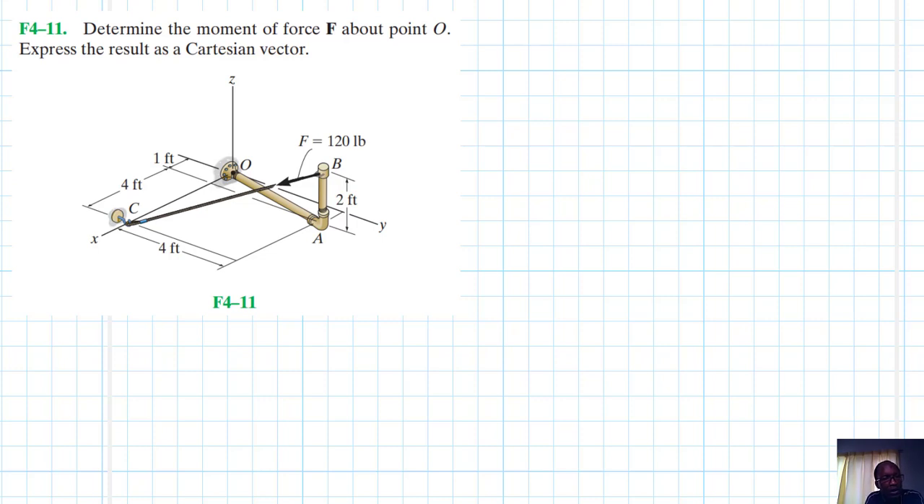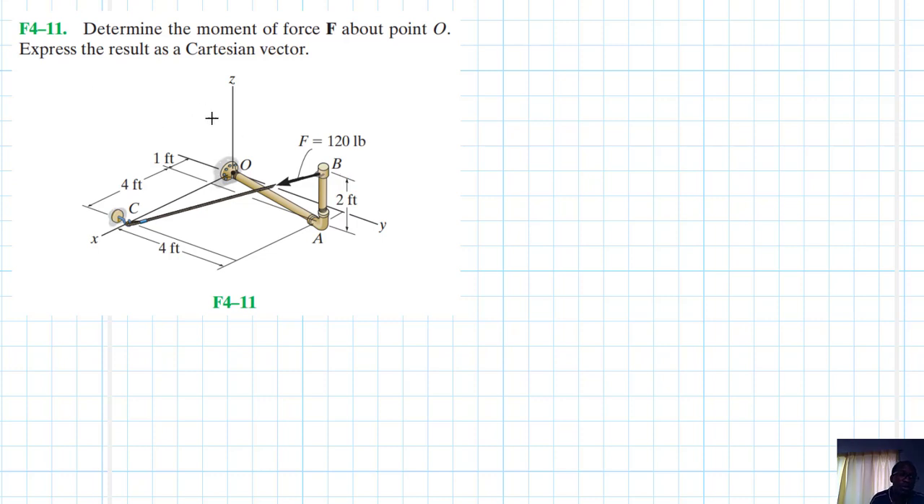The problem reads: determine the moment of force F about point O. Express the result as a Cartesian vector. Right, so what do we do? We need to convert this force into a vector force and also find the position vector to the line of action of the force.